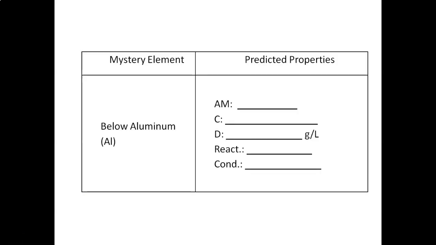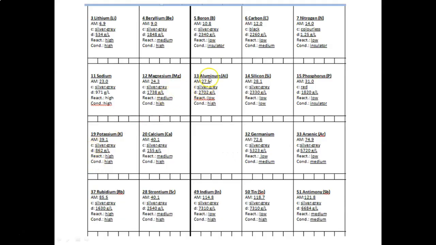Okay, now that you're done making your observations, we're going to start using those observations to make some predictions. We're going to make some predictions for the element below aluminum, which had its properties missing. The first property that we could look at is atomic mass. We can look at the atomic masses of the elements above it and below it, and to the left and right.